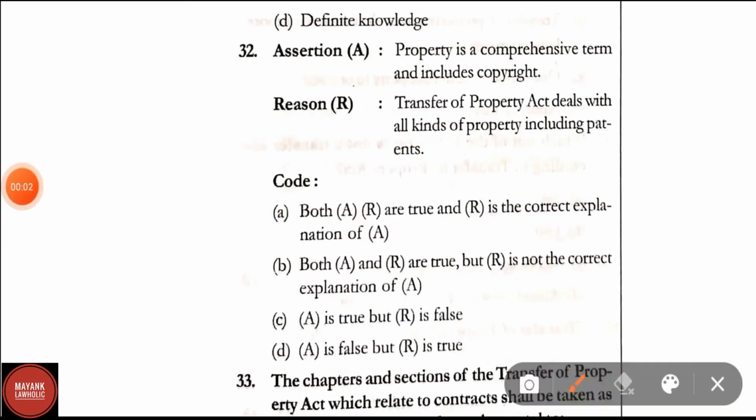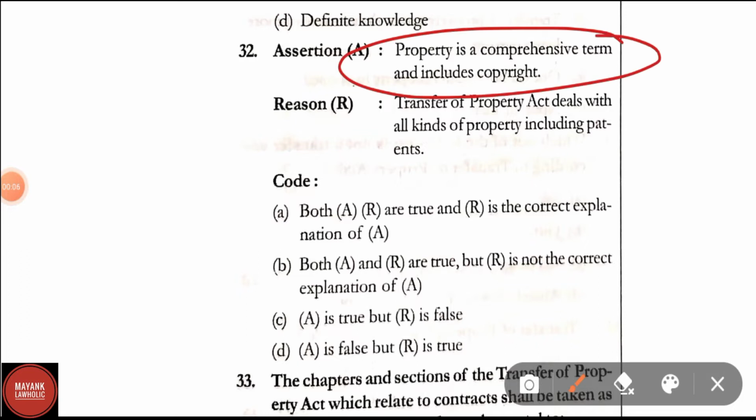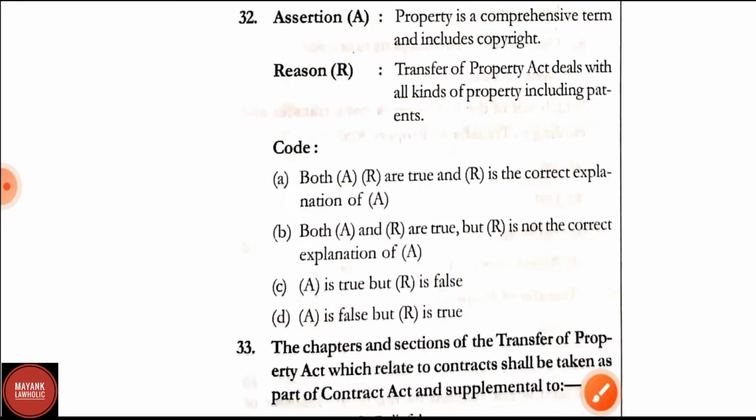Question number 32. Property is a comprehensive term and includes copyright. Reason: Transfer of Property Act deals with all kinds of property including patents. Here correct answer is option C. A is true but R is false. TPA deals only with movable and immovable property, whereas patents and copyright are intellectual properties. So option A is correct, true, and R is false. Therefore C will be the right answer.